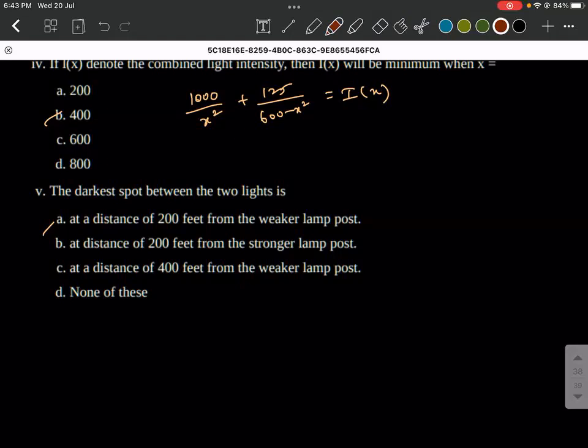Any other doubt? No doubt, we can wind up. Is there any doubt? No, sir. Okay, then we'll wind up.